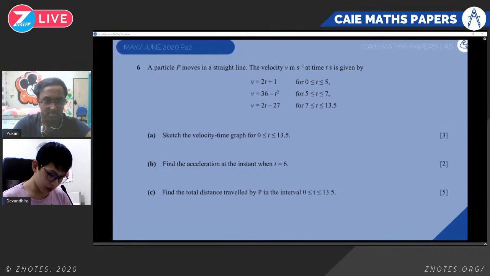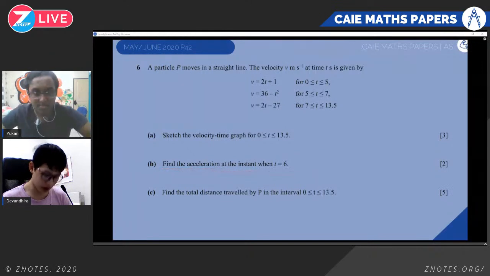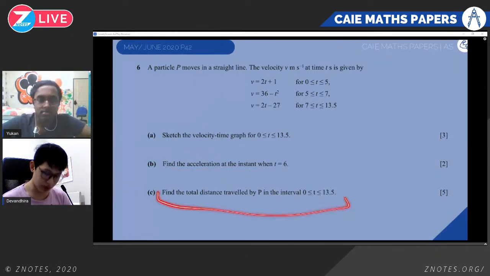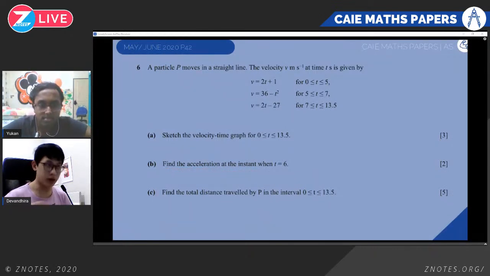A particle P moves in a straight line. The velocity v meters per second at time t seconds is given by these expressions. So letter A, sketch the velocity time graph for t in between 0 to 13.5, and the acceleration at the instant when t is equal to 6, and the total distance traveled in the same interval from 0 to 13.5. So first job, we'll sketch it first.